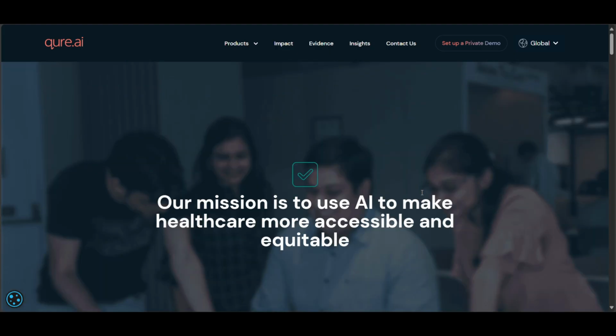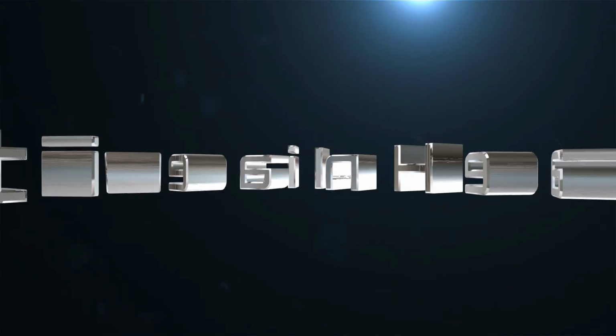Both Niramai and Qure.ai exemplify how artificial intelligence is transforming healthcare in India by developing innovative solutions tailored to address specific medical challenges. These companies are not only improving diagnostic accuracy and efficiency but also making quality healthcare more accessible to diverse populations.